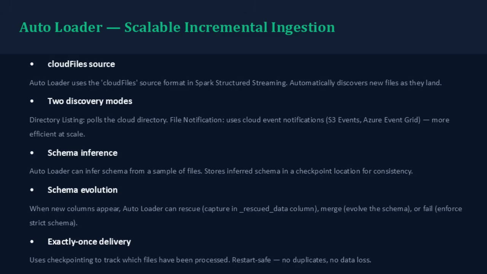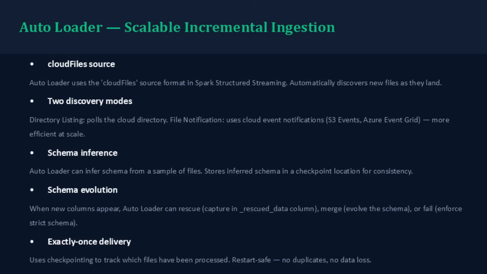Auto Loader can infer the schema from a sample of files and store that inferred schema in a schema location. This makes restarts safe. It doesn't reinfer from scratch. When a new column appears in the data, you have three options. Fail fast rejects the new data, which is the strictest mode. Rescue puts unrecognized columns into a rescued data column, allowing evaluation without breaking the pipeline. And merge adds the new column to the target table schema automatically, which is true schema evolution.